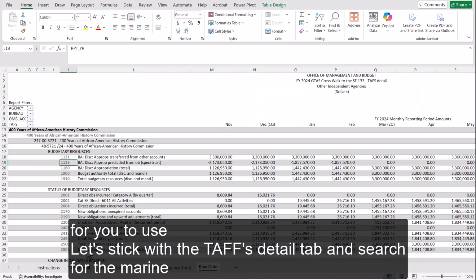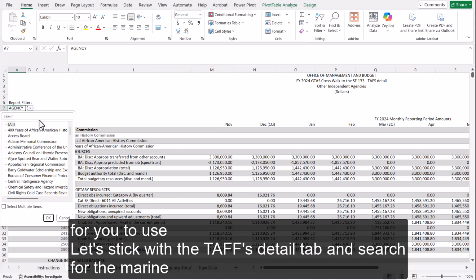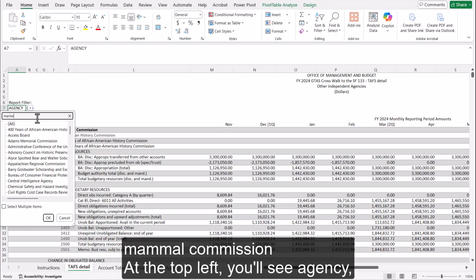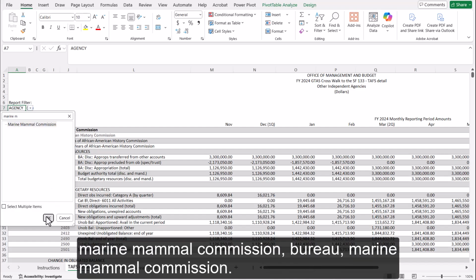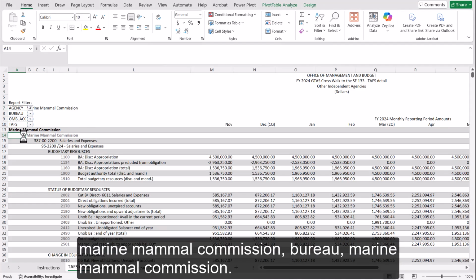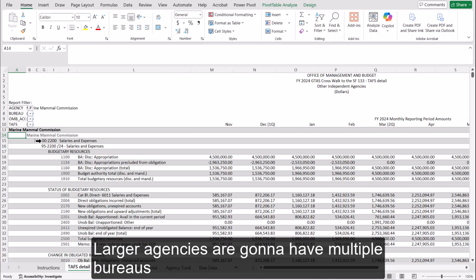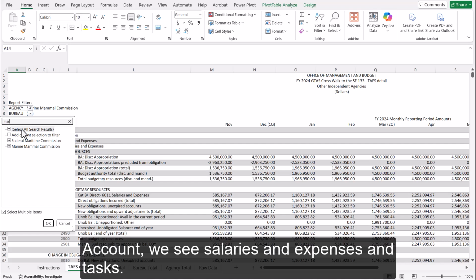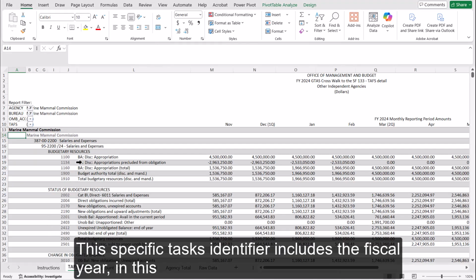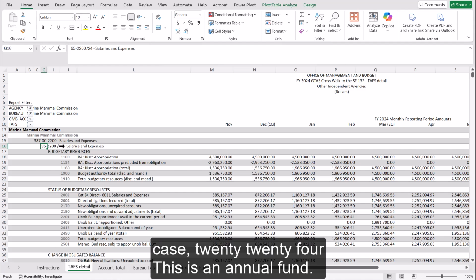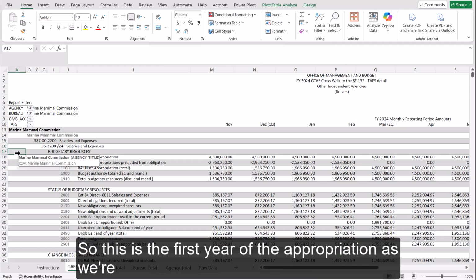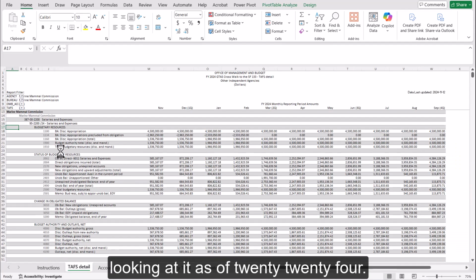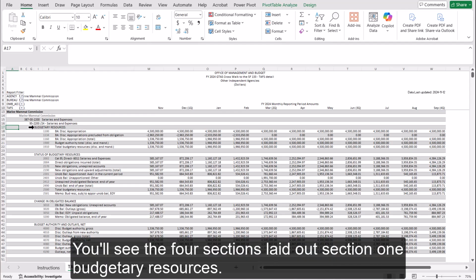Let's stick with the TAFS Detail tab and search for the Marine Mammal Commission. At the top left, you'll see Agency, Marine Mammal Commission, Bureau, Marine Mammal Commission. Larger agencies are going to have multiple bureaus. Account, we see salaries and expenses, and TAFS. This specific TAFS identifier includes the fiscal year, in this case 2024. This is an annual fund, so this is the first year of the appropriation as we're looking at it as of 2024. You'll see the 4 sections laid out.